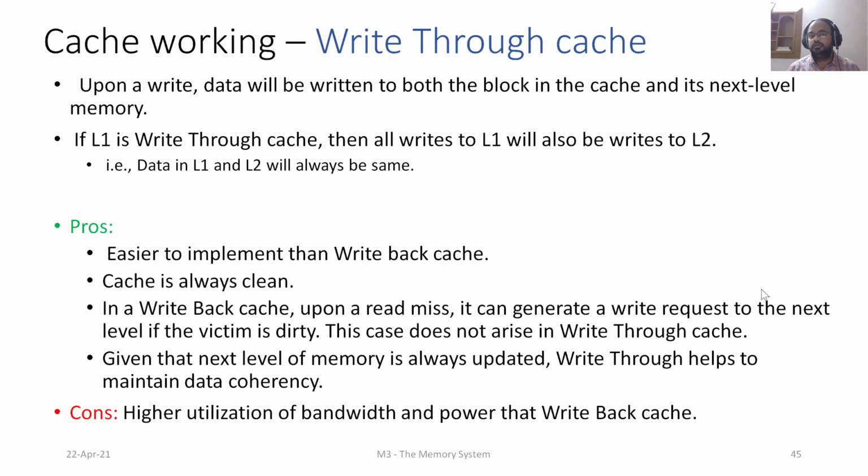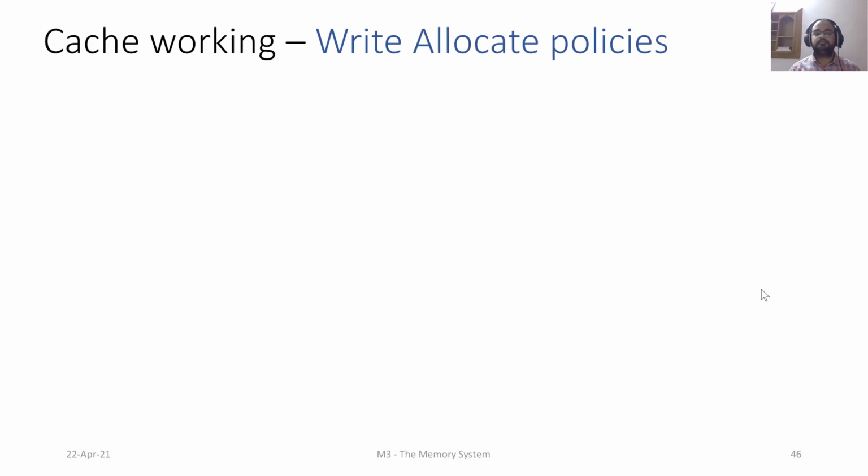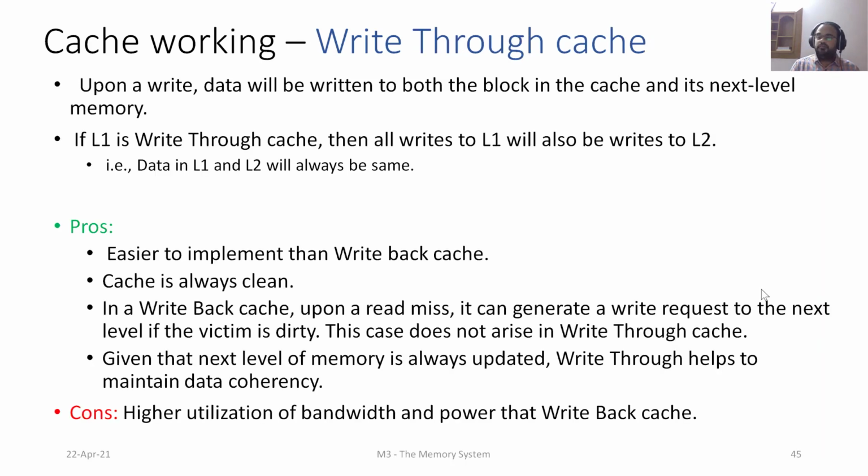What are the negatives of write through cache? In general, its bandwidth utilization is higher, and also because the total number of writes seen both by this cache and the next cache are higher than write back cache, it will consume more power. Oh, sorry. The total number of writes seen by L1 is the same whether it is write back or write through, right? Only if it is write through, L2 will also see the same number of write requests. That is the reason there is more power consumption there.